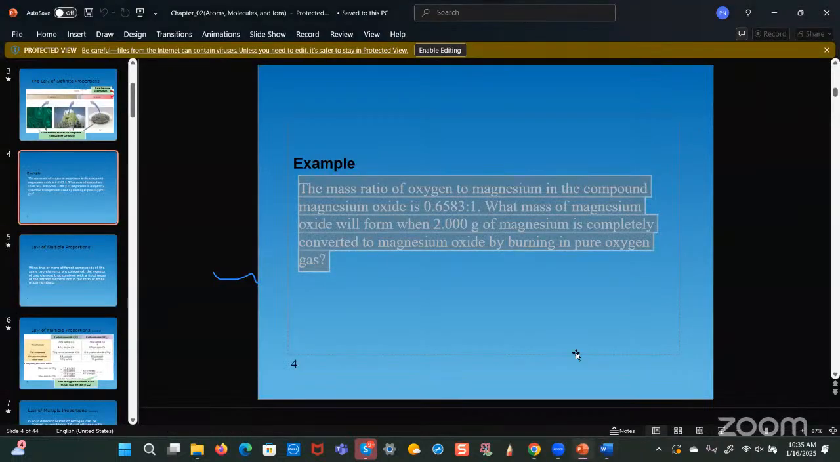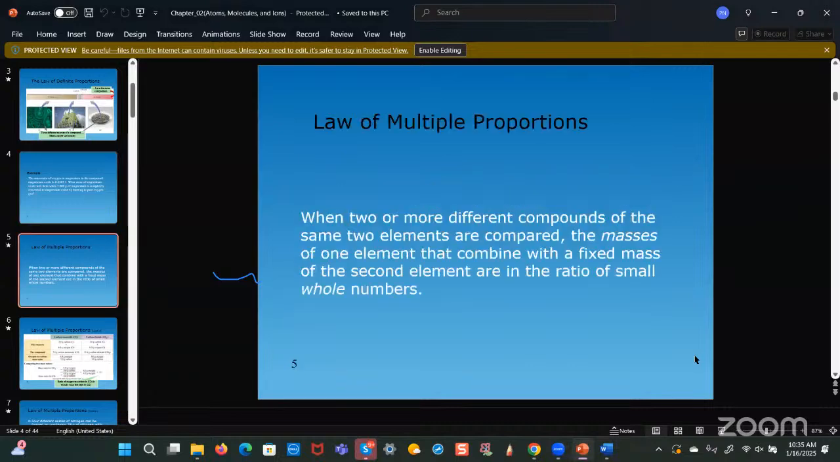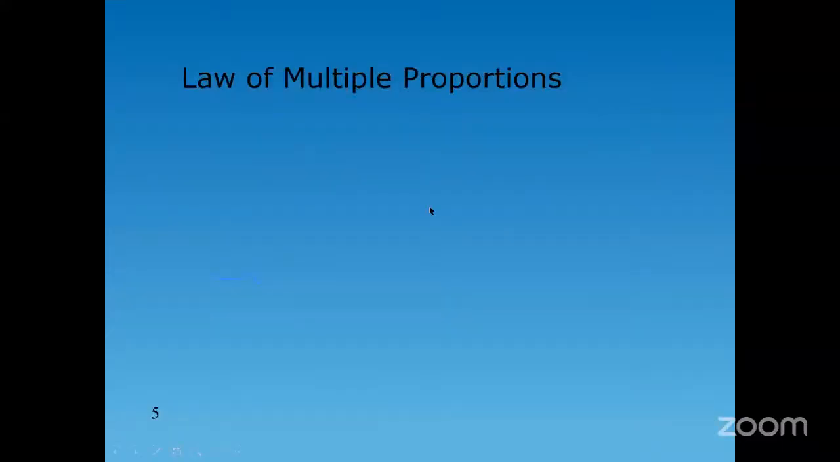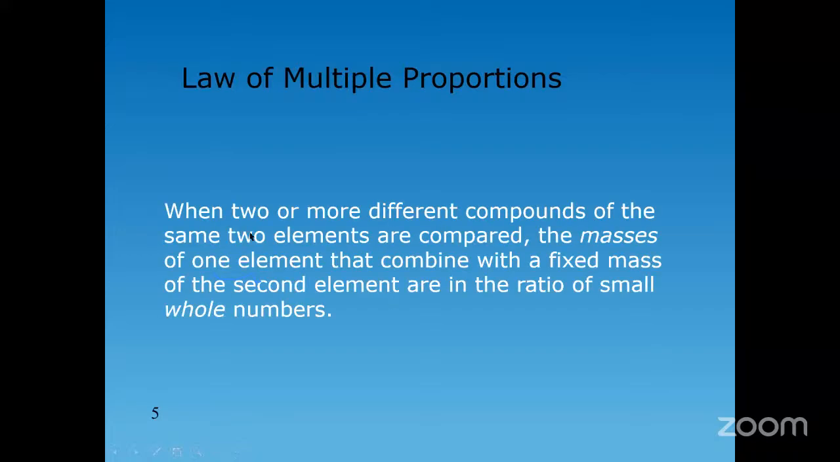So the next thing we're going to talk about is the law of multiple proportions. Now, this law is pretty wordy, many words involved. Let me just read it for you. It says when two or more different compounds of the same two elements are compared, the masses of one element that combine with the fixed mass of the second element are in the ratio of small whole numbers, all right? So let me try to illustrate what this law is actually saying.